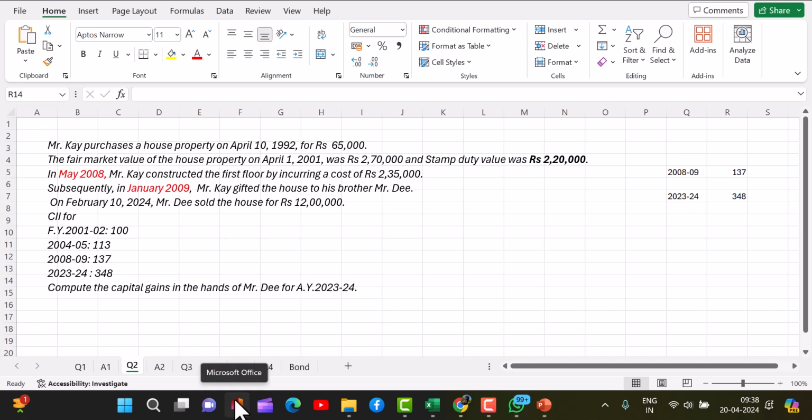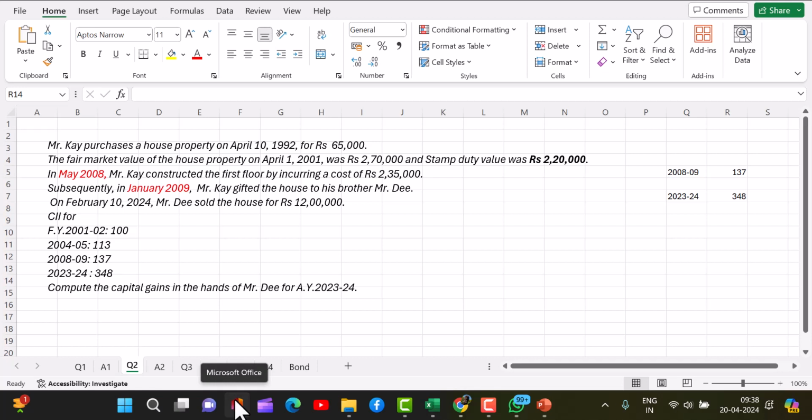CII for financial year 2001-02 is 100, 2004-05 is 113, 2008-09 is 137, and 2023-24 is 348. Compute the capital gains in the hands of Mr. D for assessment year 2023-24. Okay, so this is the question.